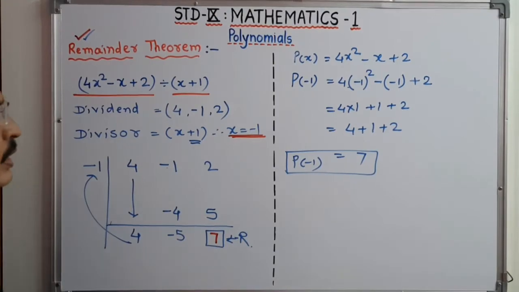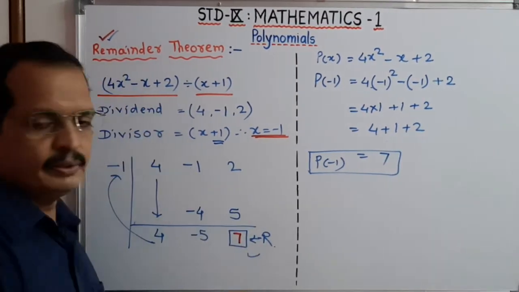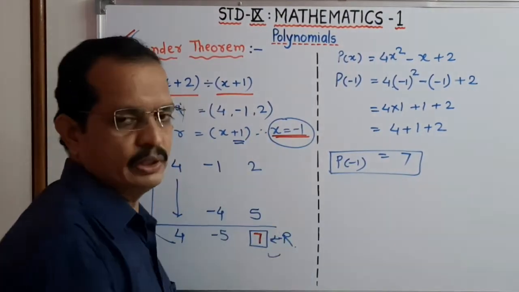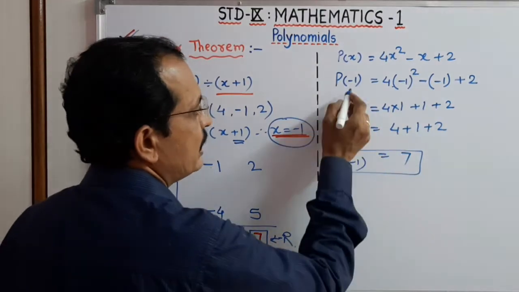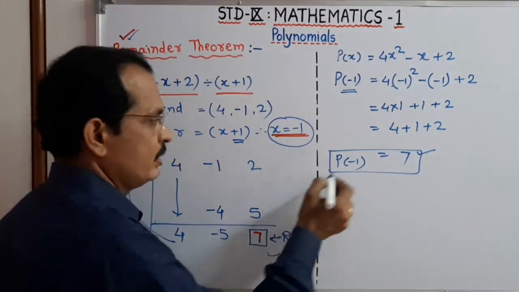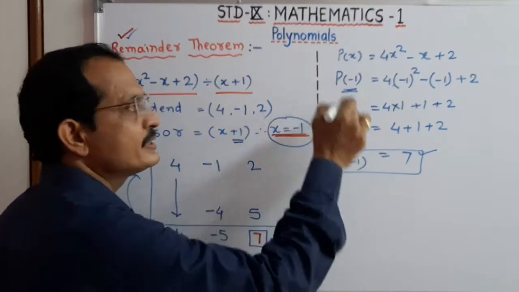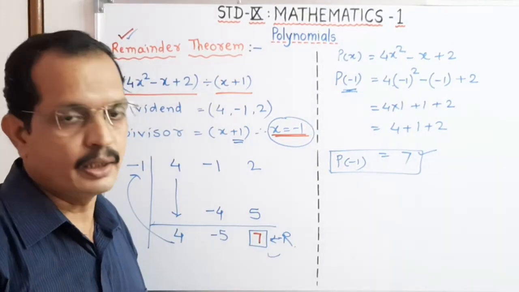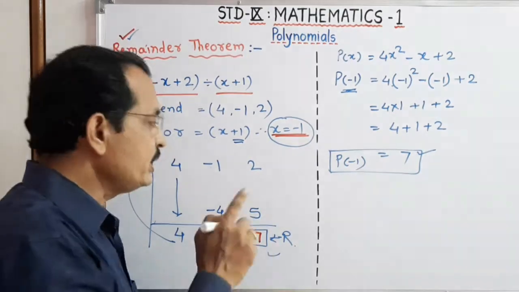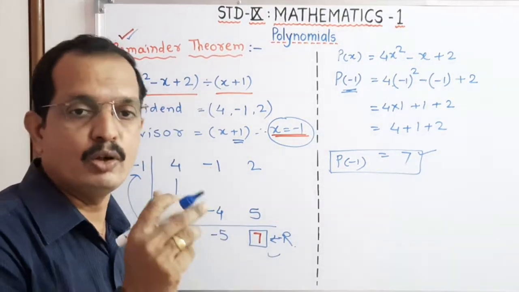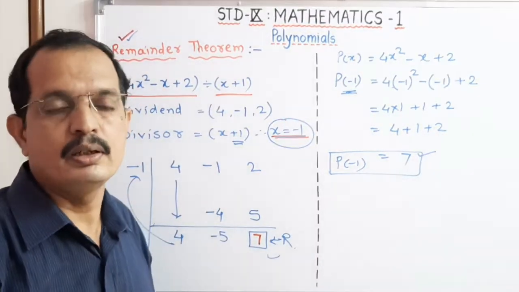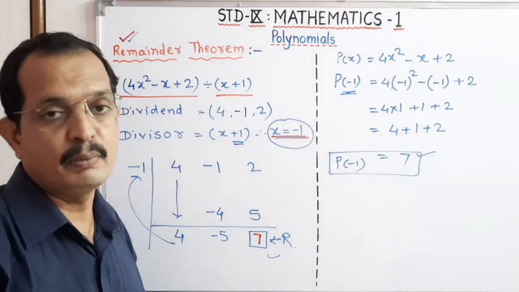Now see here, the remainder is 7, but by using x is equal to minus 1, we find the value of this polynomial for x is equal to minus 1, dear student, it is 7. That means this remainder and the value of this polynomial for x is equal to minus 1 are the same. Therefore, if we have to find the remainder without doing division, we have to find the value of that polynomial, and that value of the polynomial will be the remainder. This is known as the remainder theorem.